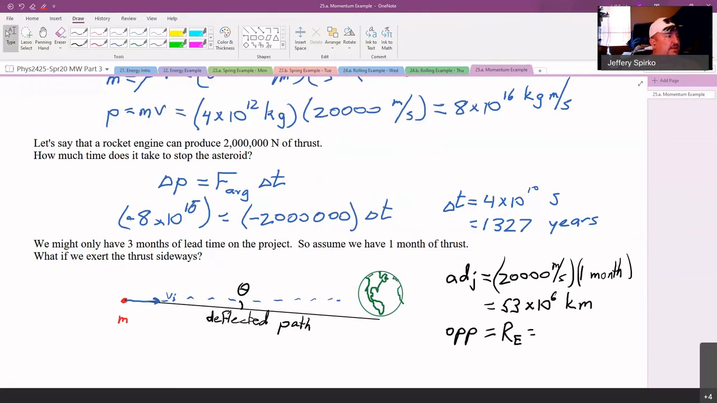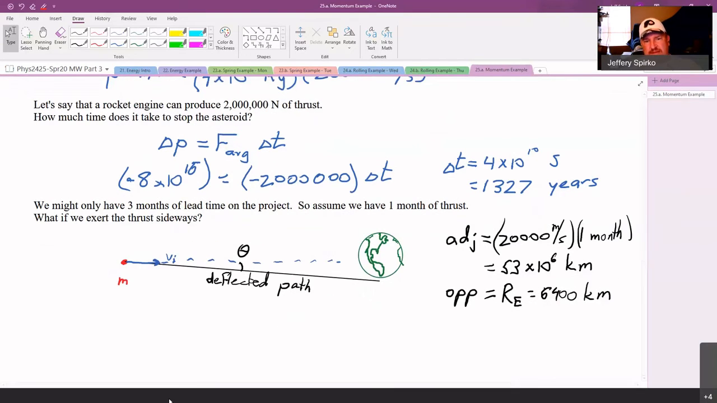So that is, oh, it's 6,400 kilometers. So that means that my tangent theta is equal to 6,400 over 53 times 10 to the 6th.